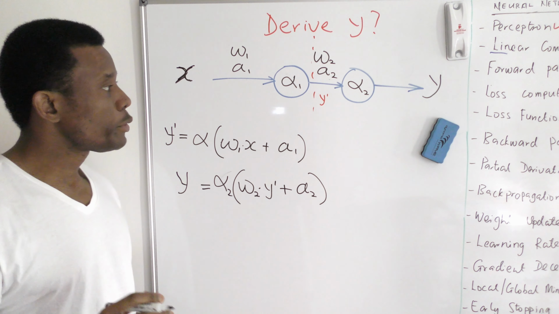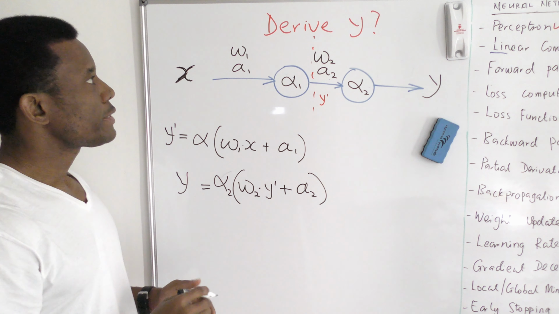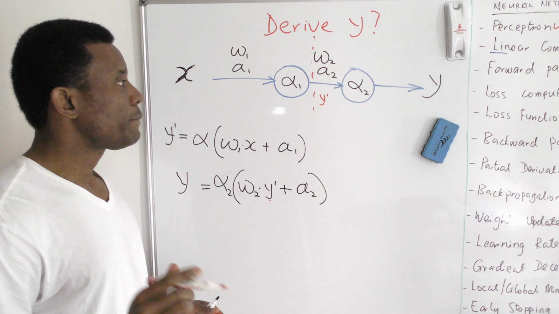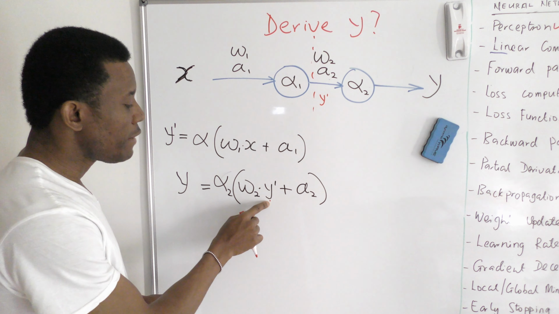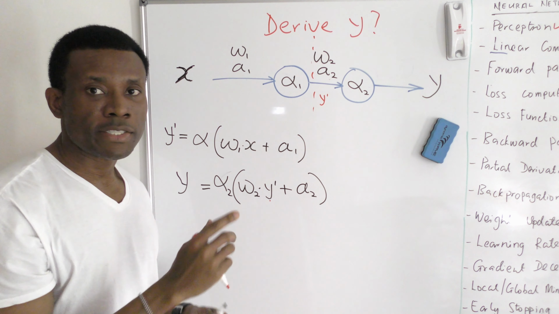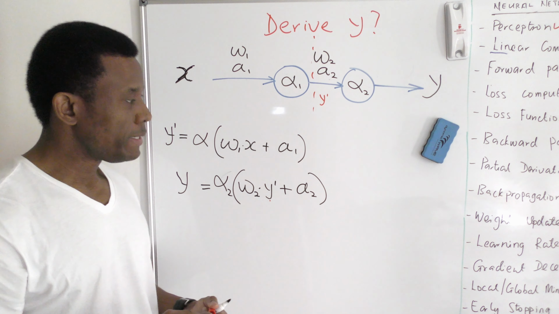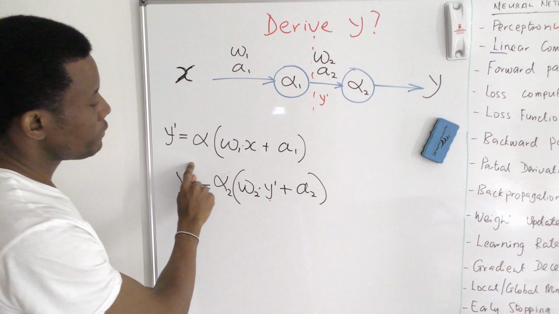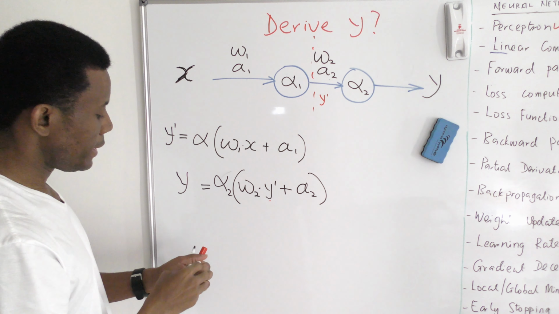However, in a neural network, we cannot have intermediate terms. In this case, we have this y prime. It's an intermediate term we introduced. It's not part of the network parameters. So we are going to substitute y prime in this equation using the expression from here.